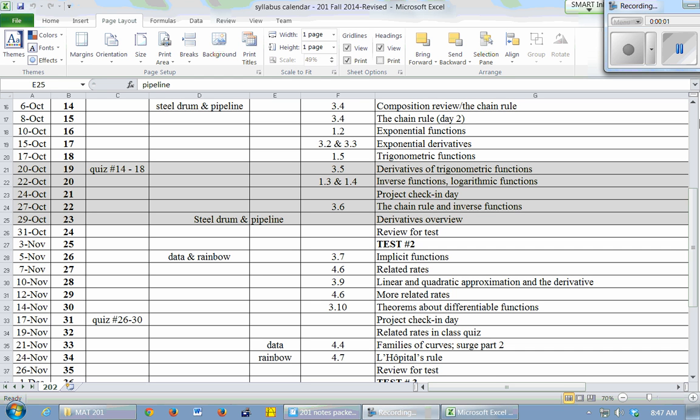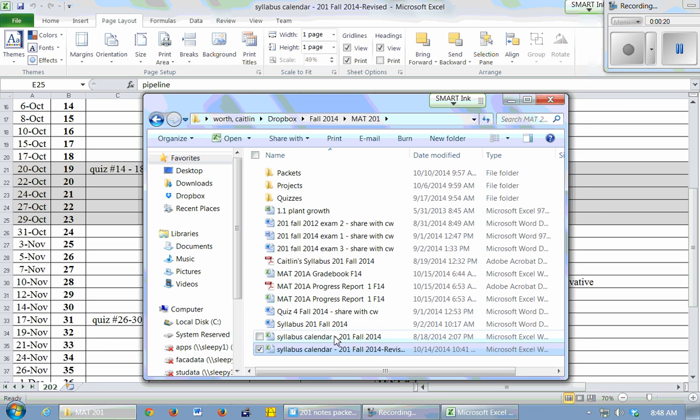Out a revised schedule. It's got some highlighted stuff here. So those are places where I had to make some changes. So basically, I moved project check-in day to Friday, October 24th.